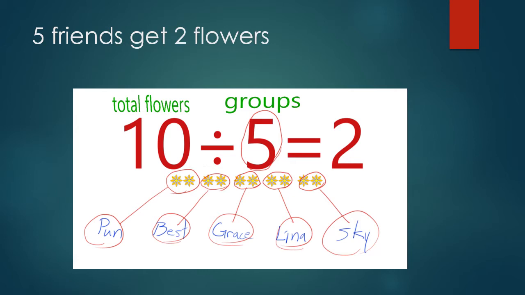So, I got 5 friends together. We remember 10 total flowers, 5 groups. You can think about the group like your friends. There are 5 groups, so I got 5 people to help me. We've got 2 flowers for everybody. My friend Pan gets 2 flowers. Best also gets 2 flowers. Grace, Lina, and Sky. Everybody has got the same number of flowers. We share all the flowers in an equal group.